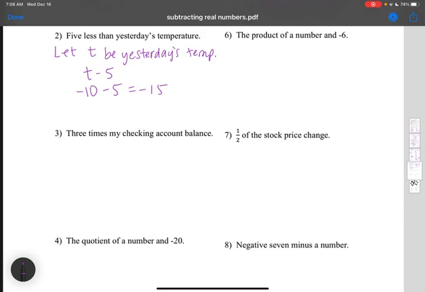I'm just going to work across and then down. So the product of a number and 6, first I need my let statement. They didn't give us any context, so I'm just going to go with let x be a number.